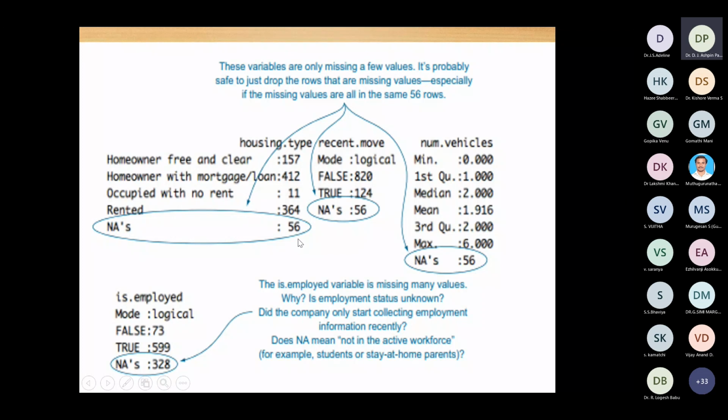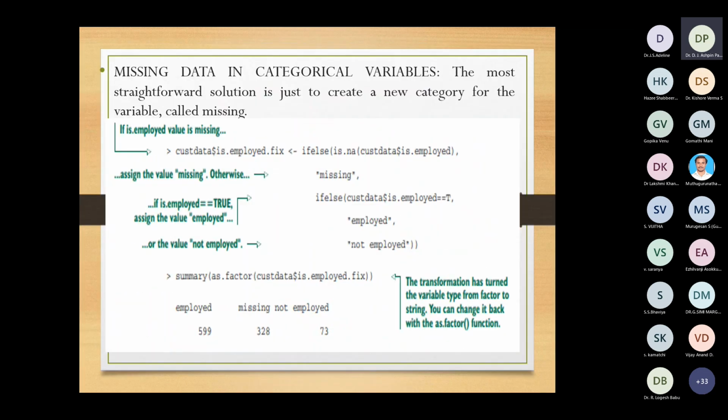Not available. In this case, what you can do is drop the rows, right? Because only 56 rows have missing values, so you can drop them. But whereas you see employed not appear data is 328. So 328 data fields are missing. In such cases, it is not meaningful, right? Which means you have to fill this with some other data.